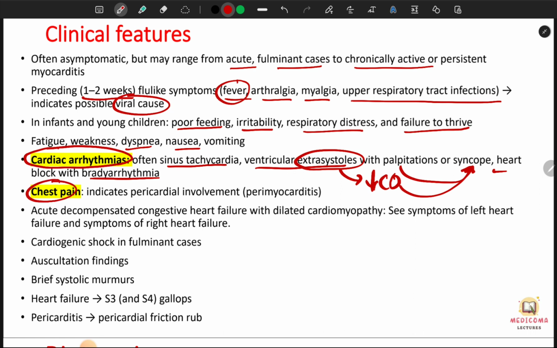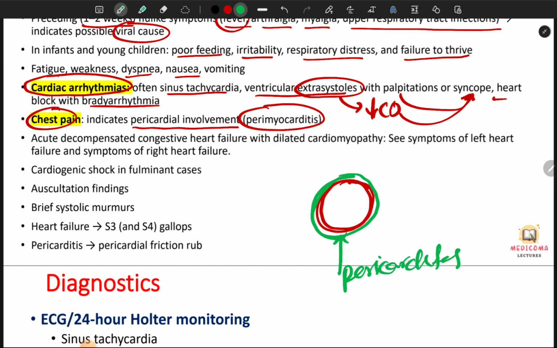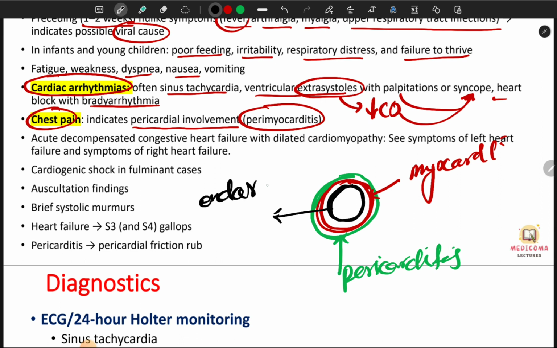And chest pain indicates that there is pericardial involvement, meaning there is perimyocarditis. This is the myocardium. Myocardium is the middle layer, and above that there is pericarditis. Green one is pericarditis, red one is myocarditis, and black is endomyocarditis, endocarditis, endocardium. Endocardium is the inner layer of the heart.